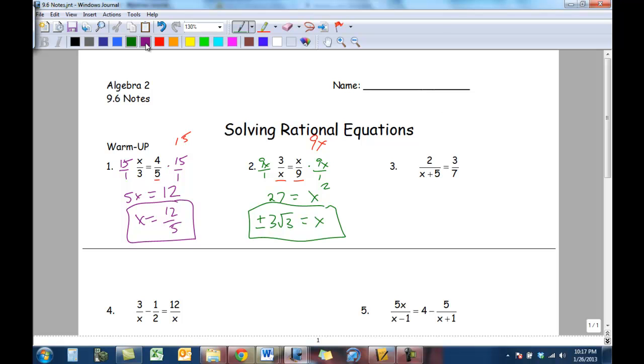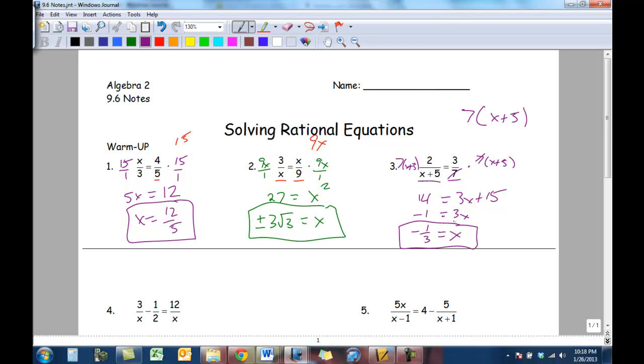All right, now in this case, the denominators are x plus 5 and 7. So the common denominator would be 7 times x plus 5. So that's what we're going to multiply both sides by. 7 times x plus 5, 7 times x plus 5. The x plus 5 cancel. 7 times 2, 14, equals, the 7's cancel, 3x plus 15. Subtract 15, negative 1. x is negative 1/3.